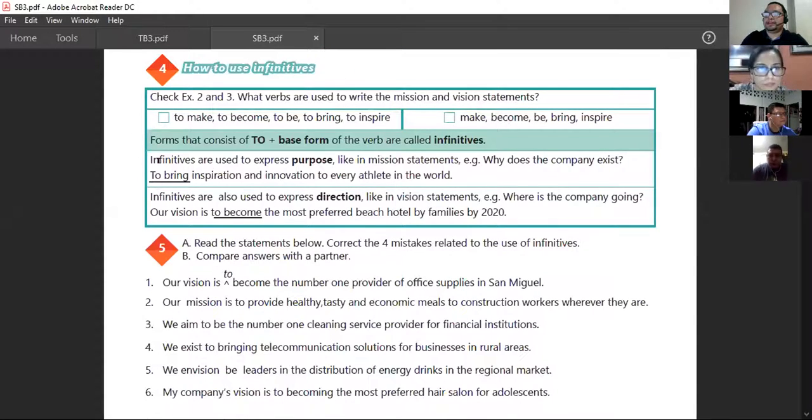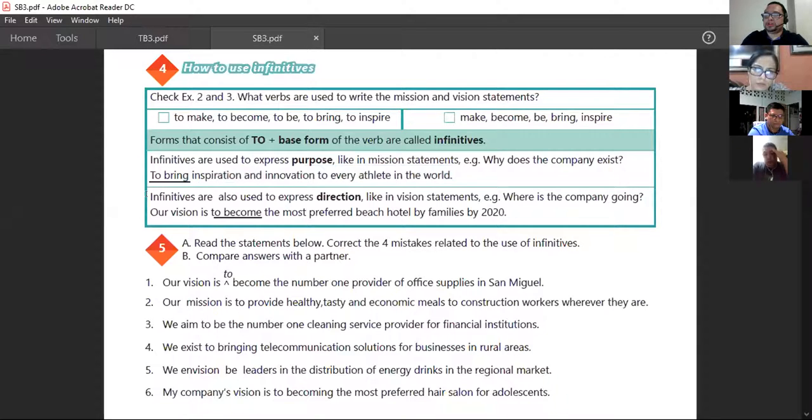The form to plus the base form of the verb are called infinitives. We have some examples. In this case, this is a vision of a company to bring inspiration and innovation to every athlete in the world. Okay, en este caso, si ustedes se fijan, to bring. Aquí no va un verbo anterior, entonces es necesario utilizar igual to bring.